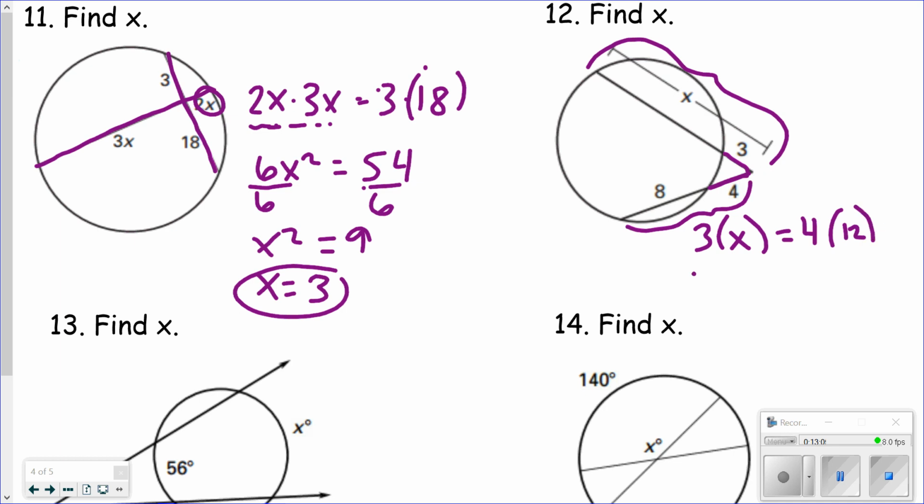Now let's simplify, so 3 times x is just 3x. 4 times 12 is 48. I'm going to divide each side by 3, so x then is equal to 16.